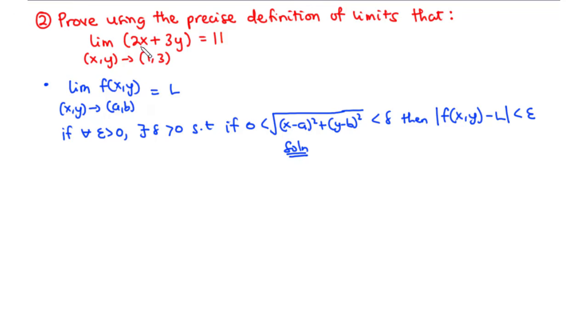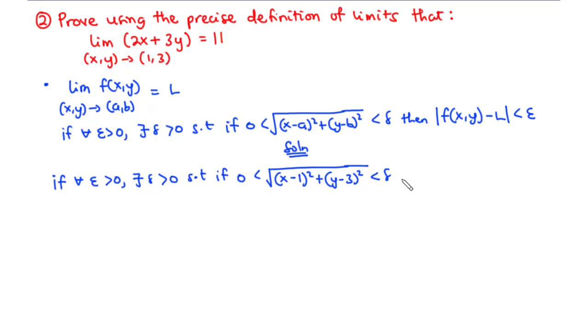So given that the limit of this function as x comma y approaches 1 comma 3 is equal to 11, we say that for all epsilon greater than 0 there is a corresponding delta greater than 0, such that if 0 is less than the square root of x minus, now a is 1 and b is 3, so x minus 1 all square plus y minus 3 all square is less than delta, then we have f of xy, which is 2x plus 3y minus 11 is less than epsilon.